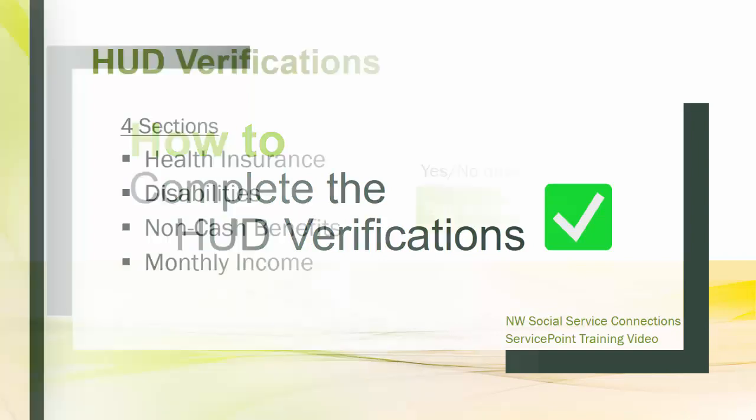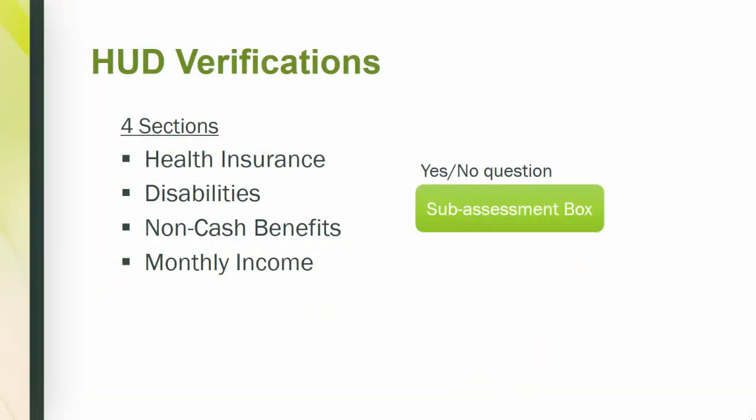Let's begin. First, let's take a quick look at what the HUD verifications are. They include 4 sections: health insurance, disabilities, non-cash benefits, and monthly income. Each section shares the same general structure of a yes-no question followed by a sub-assessment box.